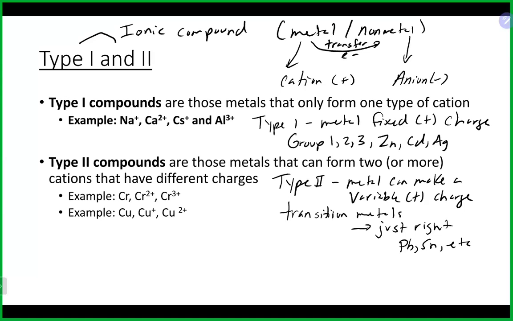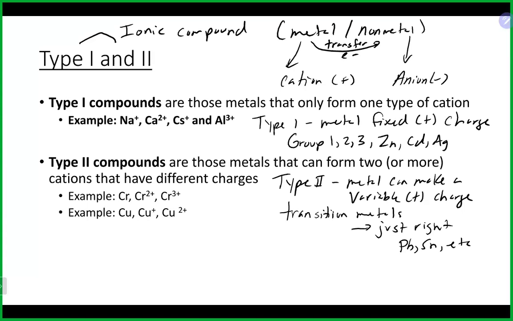Do I have a metal and a non-metal? Do I have two non-metals? The answer is you have a metal and a non-metal. That should tick the I'm in an ionic situation here. Then you want to go metals involved. I want to look at the metal and see where it is on the periodic table. If it's in group 1, 2, or 3, zinc, cadmium, or silver, it's a type 1. If it's not, then it's going to be a type 2.